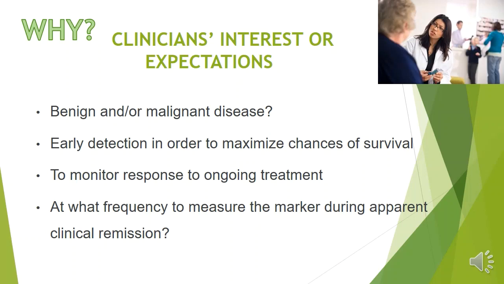So first, why? Why will we use them? If a patient is suspected of having any cancer or malignancy, what are the expectations or interest of clinicians in the management of that patient? First they want to know whether it's a benign or malignant disease. First, a suspicion is there that it may be a tumor, a malignancy. So they want confirmation whether it's really a malignant disease or not. Then early detection in order to maximize chances of survival. We all know that in a case of malignancy, the earlier you detect the case, the chances of survival are more.